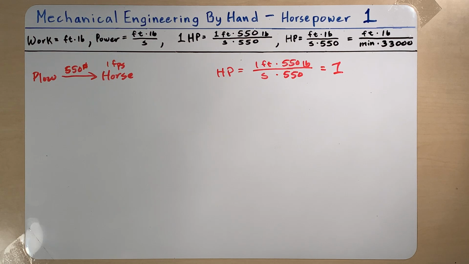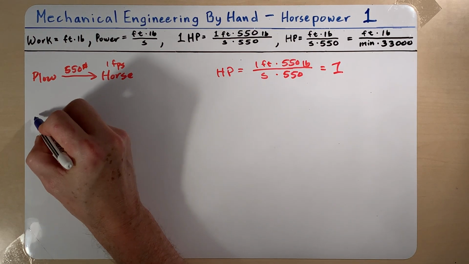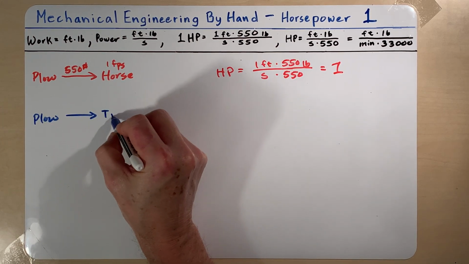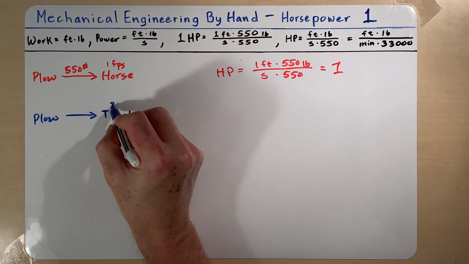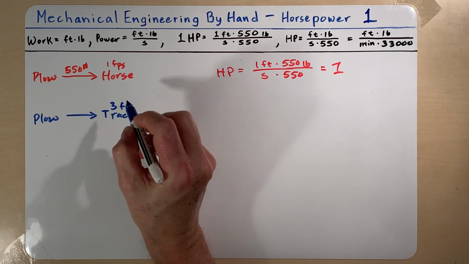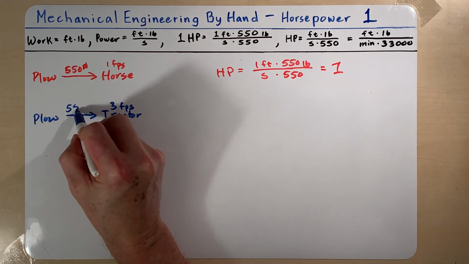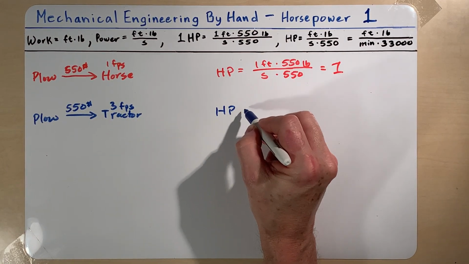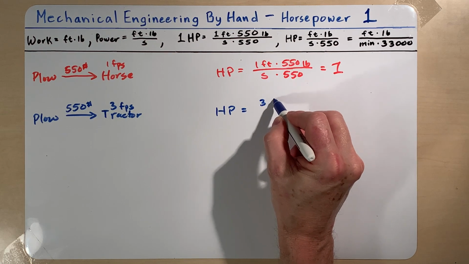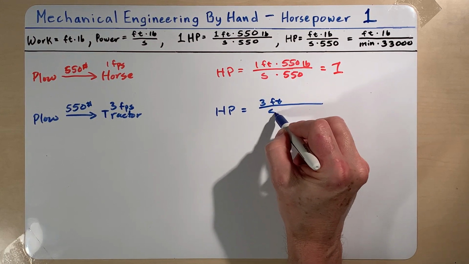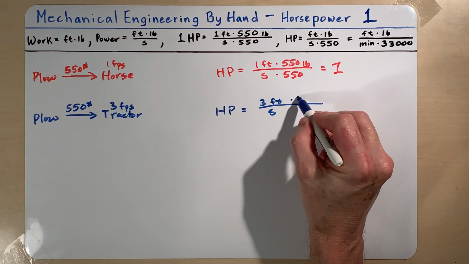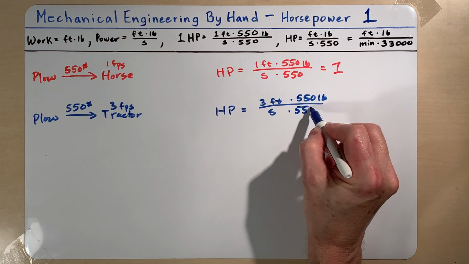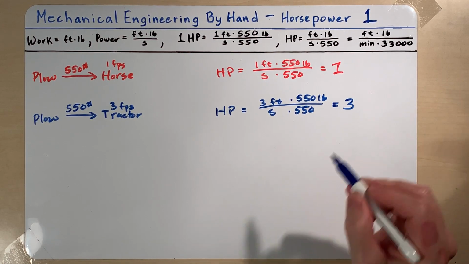Okay, another example would be, let's say a plow is being pulled by a tractor, and the tractor is going 3 feet per second, and it takes 550 pounds to pull the plow. So in this case, our horsepower would be 3 feet per second times the 550 pounds to pull the plow divided by 550, and that equals 3.